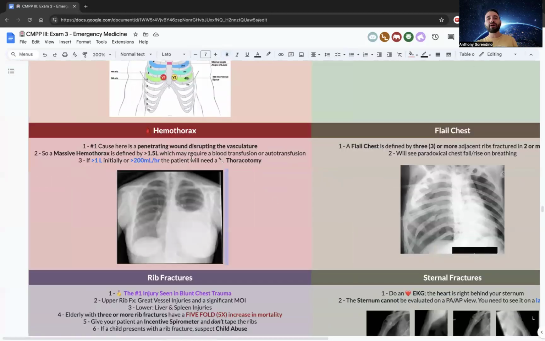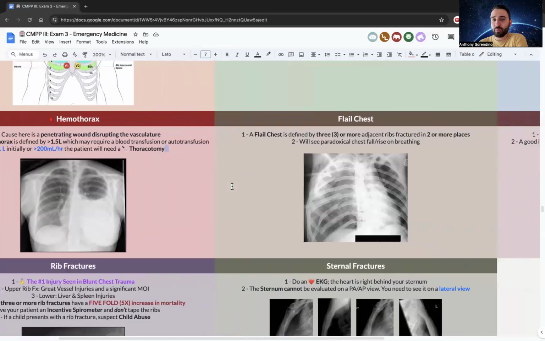Hemothorax, massive, defined by greater than 1.5 liters. They usually don't ask questions about the amounts for these, but they'll need a thoracotomy if there's greater than 1 liter in there. Don't we only have like 6 liters of blood? Don't we have like 5, 6, 7? How many liters? Yeah, like 4.5 to 5. So if we've lost like a quarter of our blood into our lung, then yeah, I would say you would need a thoracotomy. But massive is greater than 1.5.